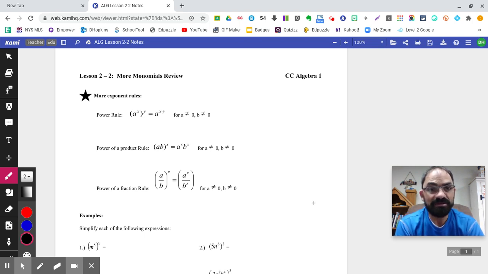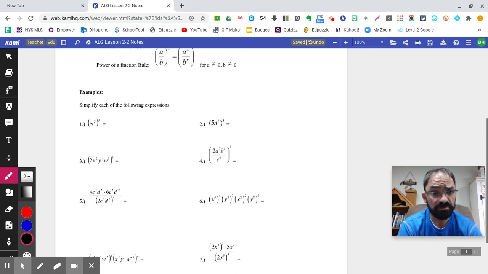Today we are looking at more monomial review. A few days ago we watched a video on the laws of exponents, and these were in it. We have the power rule, where if I have a power raised to another power, we multiply those exponents. If I have a set of parentheses raised to a power, that means everything inside the parentheses gets raised to the power, whether it is a monomial or a fraction. So here we go.